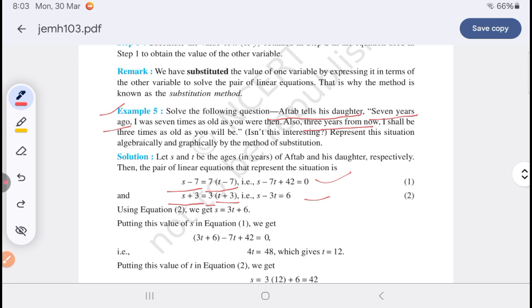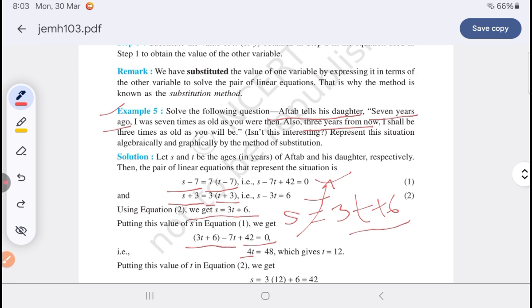So you got the two equations. Using equation 2 you get s equal to 3t plus 6. So put this equation in 1. In the place of s we put 3t plus 6. So now the equation is converted to a single variable, that is t. So 3t plus 6, so 3t minus 70 is equal to 40.